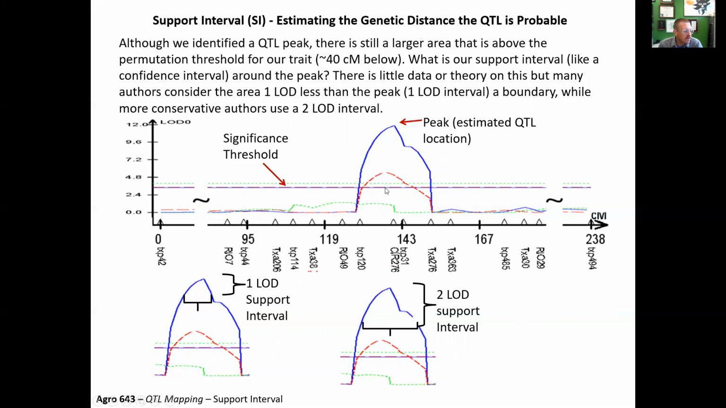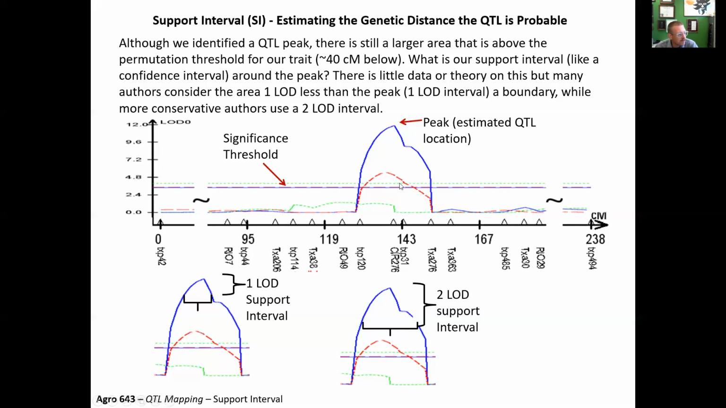Now, there's a common way to report the interval that's included here, because note that this marker here, TXP120 and TXA276, both would be significant. And that's a long span of the genome. So we see the peak here and we say that is the most likely spot for the QTL to be, but there is no guarantee it's there. And oftentimes it will be off to the side. So we can talk about the 1 LOD support interval, that is 1 LOD less than the peak, or the 2 LOD support interval, which is 2 LOD less than the peak.